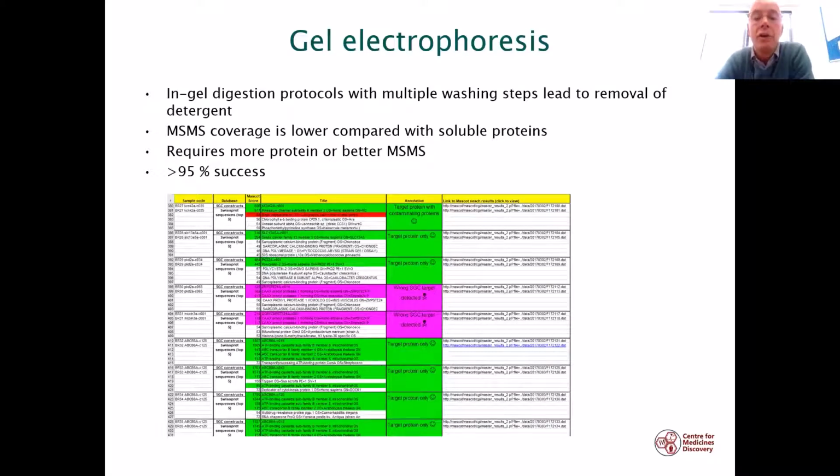But all you need to compensate for that is you just require more protein, or you do slightly better MS-MS, so your MS-MS is more sensitive. And in our lab, I've said here a figure of 95%. It's actually much higher than that. We almost always succeed in identifying membrane proteins this way.